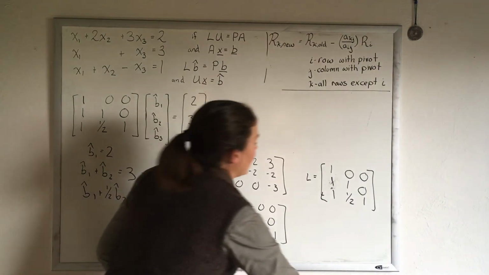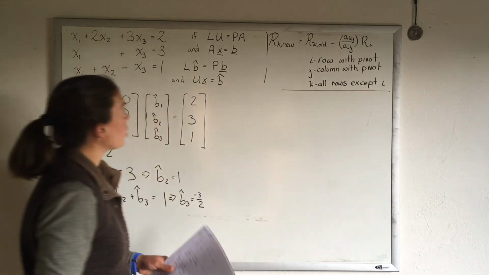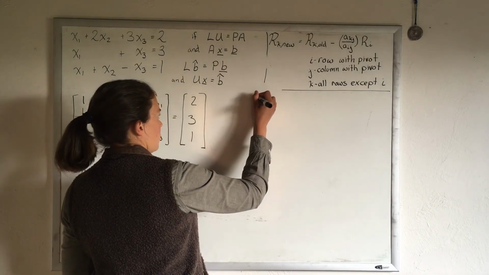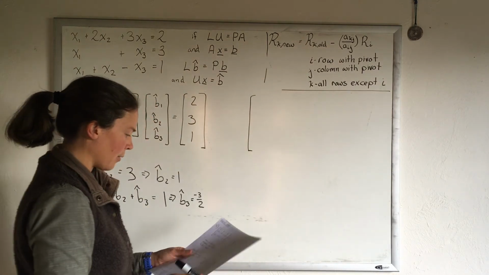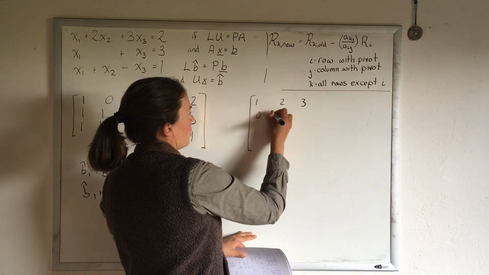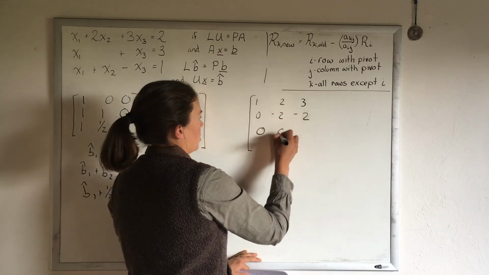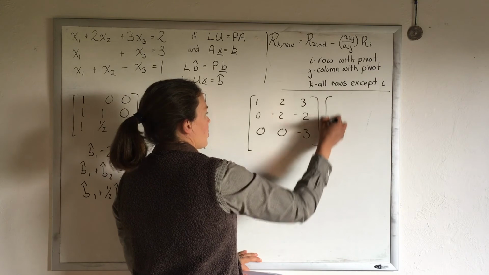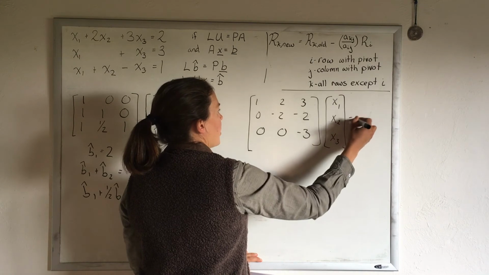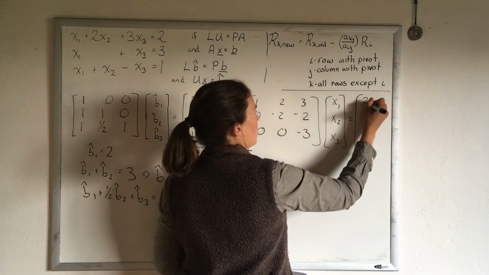And now that we have our B hat vector, I'm going to erase my U, but it's okay, I have it written down. We go to the next step, which is U times our solution vector should equal our B hat. So from my decomposition, I have a U matrix that is 1, 2, 3, 0, negative 2, negative 2, 0, 0, negative 3, times my solution vector, x1, x2, x3, will equal my B hat vector, and that's what I just solved for. So that'll be 2, 1, negative 3/2.